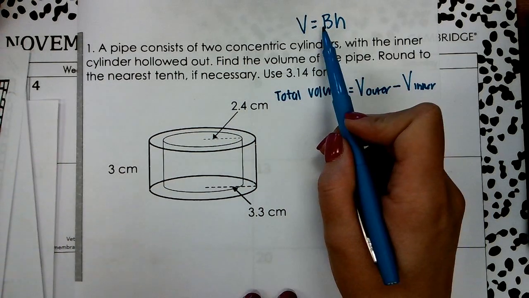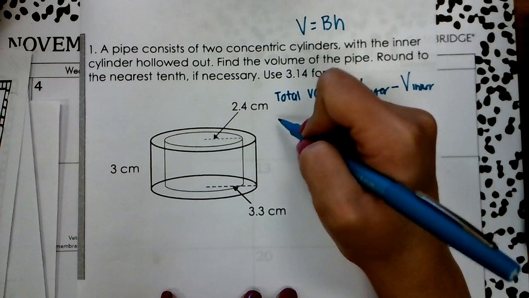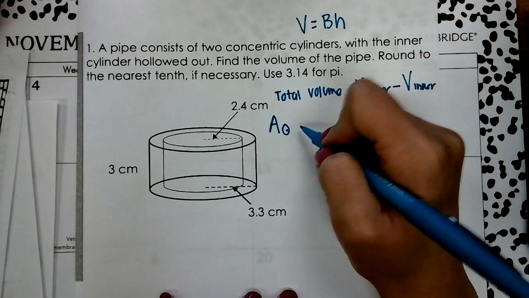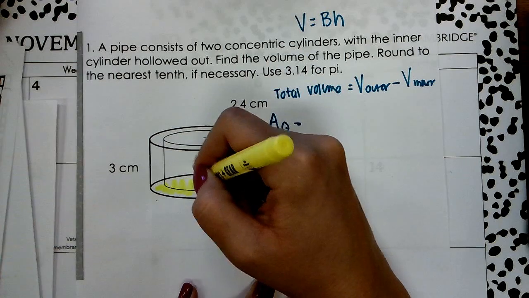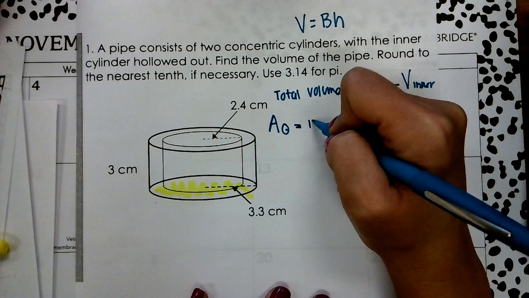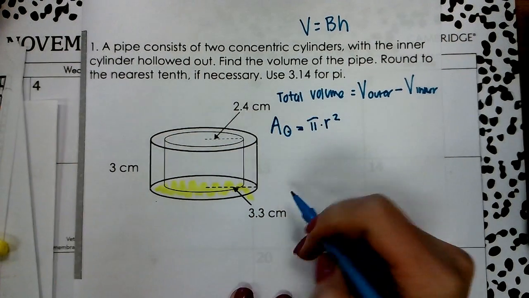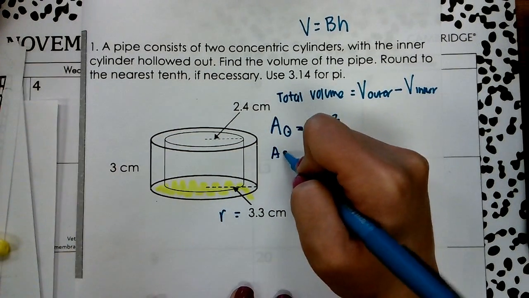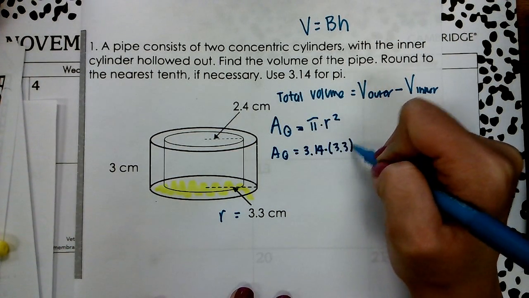So the volume for a cylinder is equal to the area of the base times the height. So first let's find the area of the base for the outer cylinder. So here the base is a circle. So remember that the area of a circle is equal to pi times the radius squared. So for our outer cylinder, the radius is equal to 3.3 centimeters. So the area of the circle is equal to 3.14 times 3.3 squared.